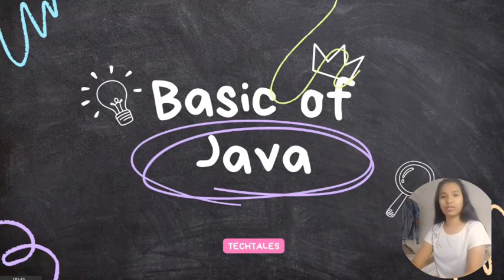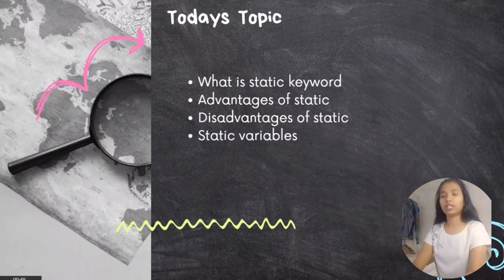This is Preeti, and in this tutorial today we will see what is a static keyword, what are the advantages of static, what are the disadvantages of static, and what is a static variable. So we will have two parts for static keyword. In second part I will explain what is a static method, static block, and static nested class. Because this topic is too lengthy, I have decided to go with two parts. So let's get started.